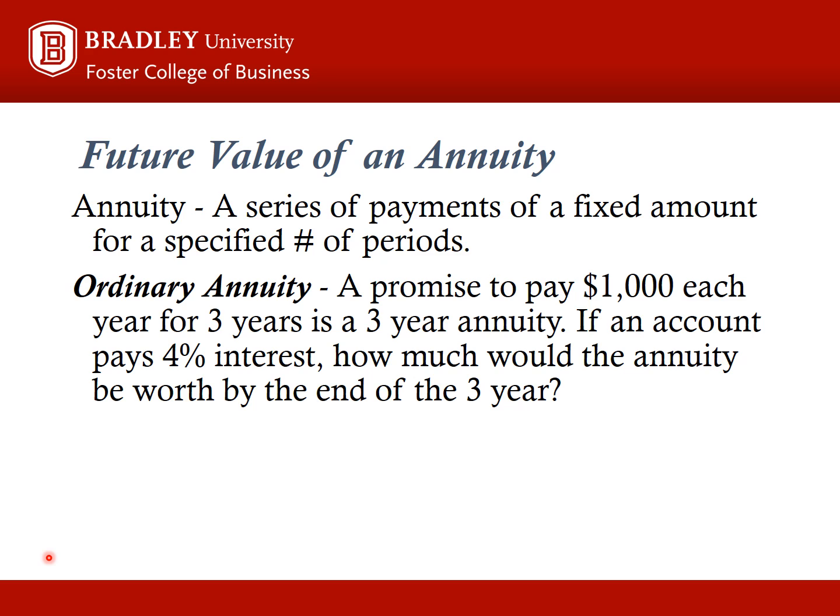So how do we value an annuity? Well, this is where your tables 3 and 4 come in. We have what's called an ordinary annuity, and the example I use here is a promise to pay $1,000 each year for 3 years, which is a 3-year annuity. If the account, let's say, pays 4% interest, the question is how much would that annuity be worth by the end of year 3? So this is a future value of an annuity problem because we're trying to figure out what that annuity is worth 3 years from now. What lump sum is it worth?